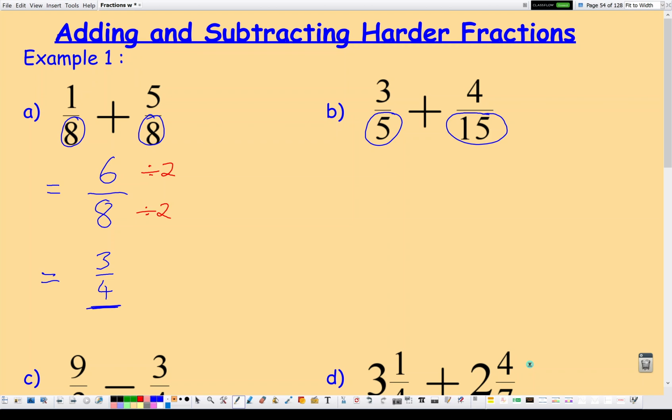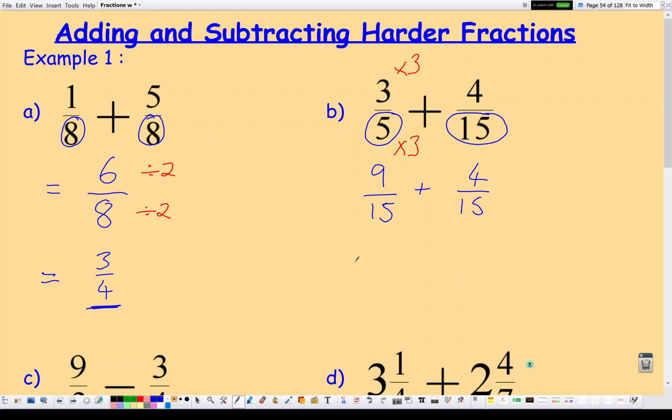So because 5 does go into 15, 15 is in the 5 times table, I don't need to multiply both of these to get them the same. I can just multiply the first fraction by 3. But remember, when we're forming this new equivalent fraction, I have to do the same to the top as I do to the bottom. So I'm going to get 15 as my new denominator for both fractions. The second one hasn't changed at all. But the first one, I've done 5 times 3, so I need to do 3 times 3 in the top to give me 9 over 15.